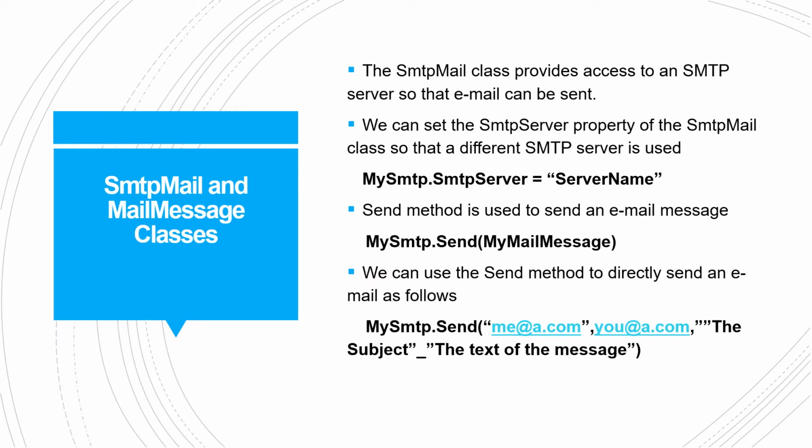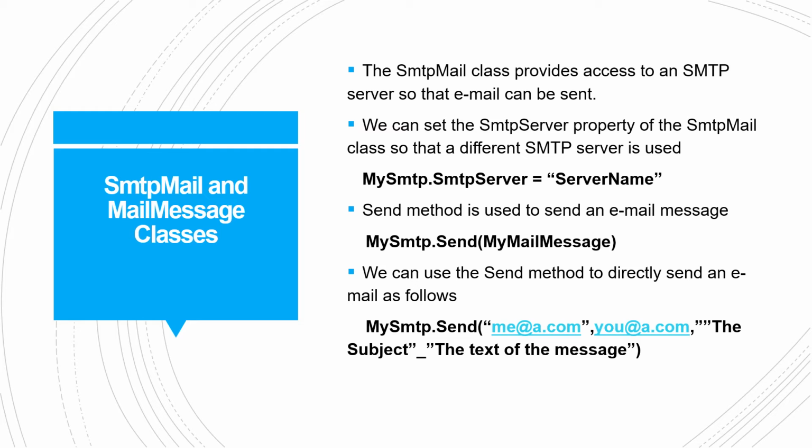SMTP mail and mail message classes. The SMTP mail class provides access to an SMTP server so that email can be sent. By default, the email message is sent through the SMTP server that is installed on the same computer that the code is running on. But you can set the SmtpServer property of the SMTP mail class so that a different SMTP server is used: mySMTP.SmtpServer equal to server name. The SMTP mail class has a Send method that you can use to send an email message: mySMTP.Send(myMailMessage).